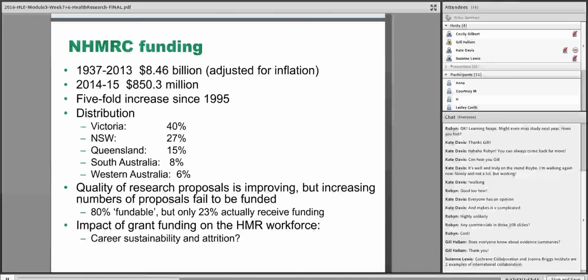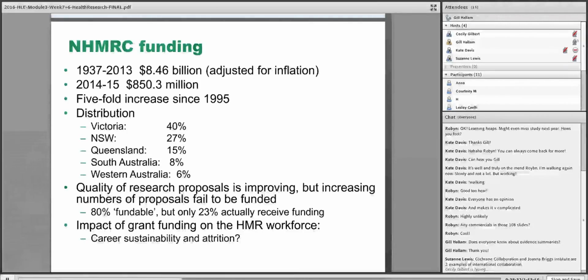We talked earlier to say that there's greater competition. That means that the quality of research proposals is improving, but because of the competition, increasing numbers of proposals actually fail to be funded. So it's been argued that 80% of the proposals really are fundable. They are legitimate, valid, important areas of research, but only 23% of those actually receive funding from NHMRC. So you can see why there's a push to increase philanthropic and business funding into medical research as well.